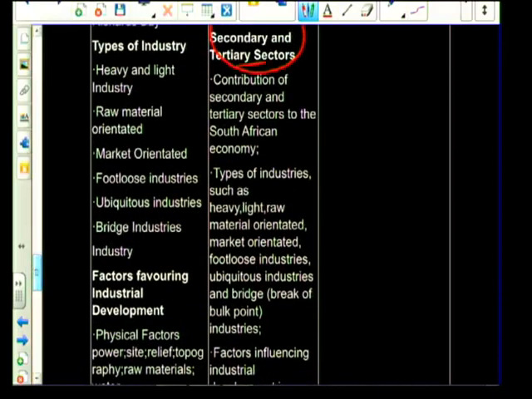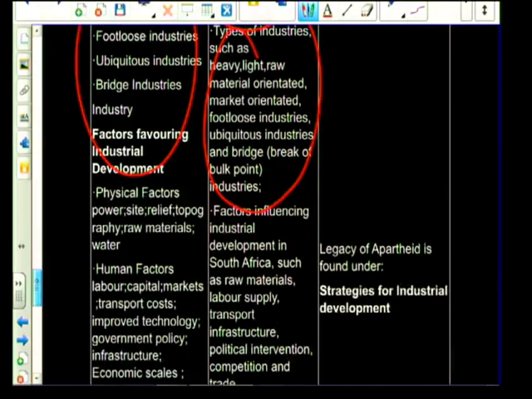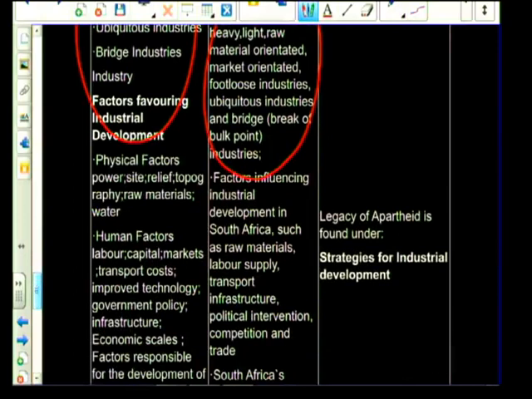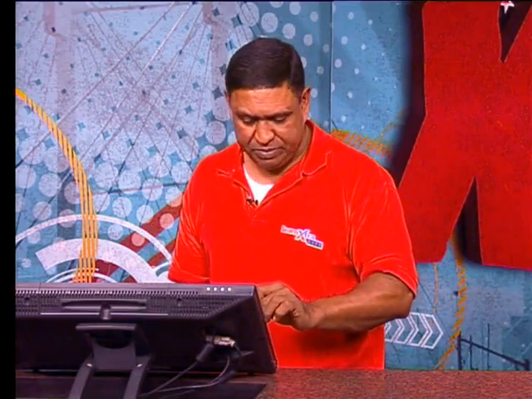Can you see the contribution by the primary and secondary tertiary activities? We're looking at the different types of industries. Okay, down here, the types of industries there. Okay, factors influencing industrial development. Maybe here it's given you the human and physical factors, but here it's all into one section. Okay, all is there, learners. You just have to do past papers and it will be fine.